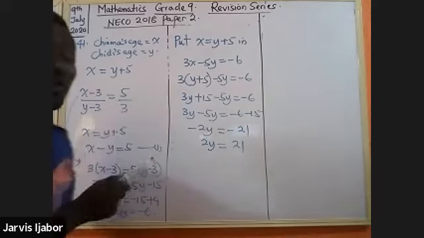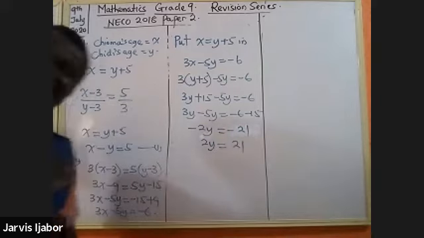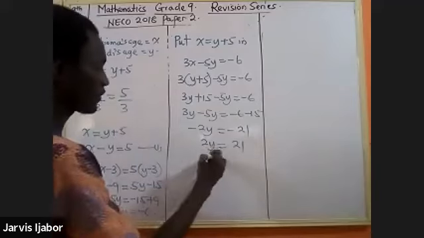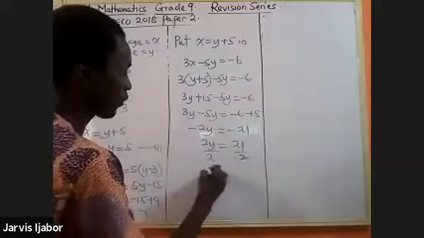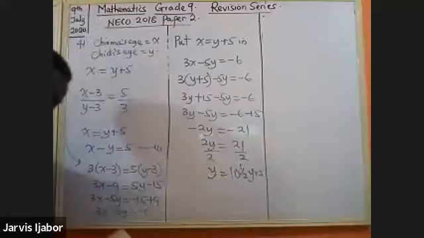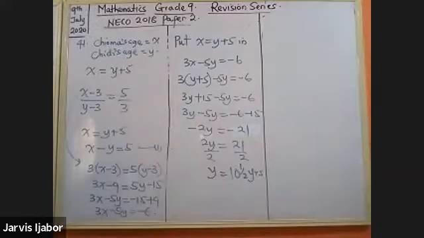If the bad of one is equal to the good of the other, it means that the bad of the other will be equal to the good of this one. So that's the analogy we use. We don't divide by negative. So this will divide by 2, and y is equal to 10.5 years. So the answer is 10.5 years for question 41.